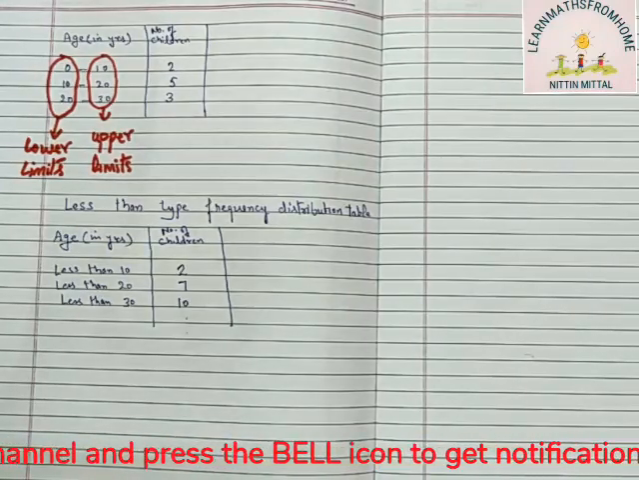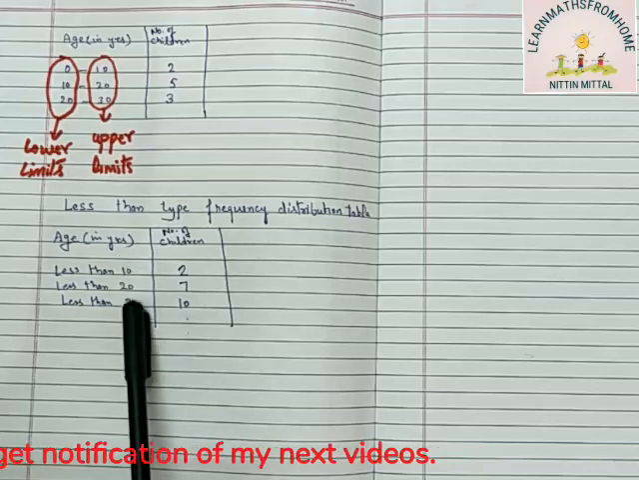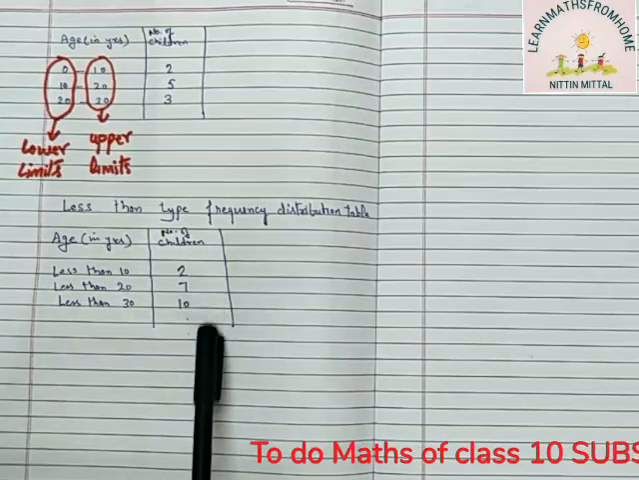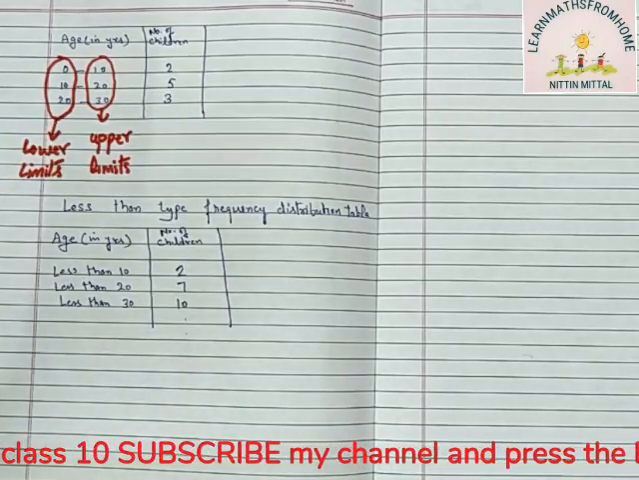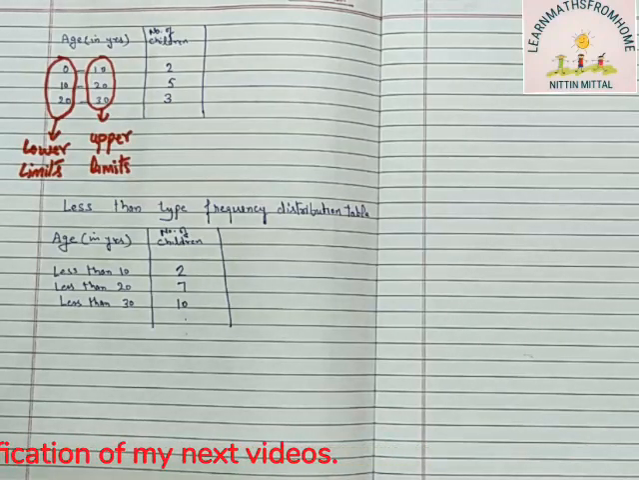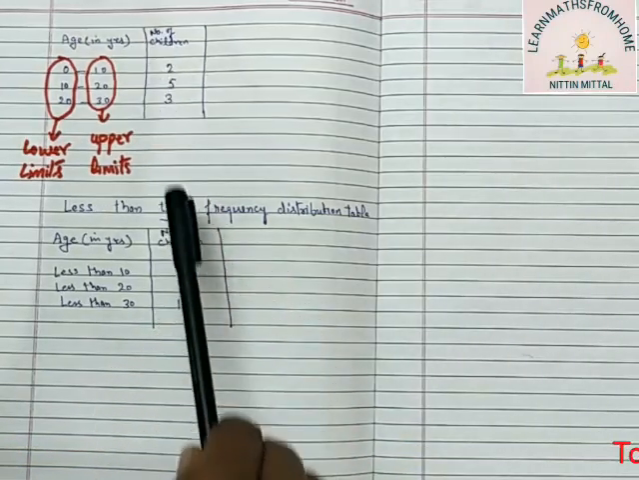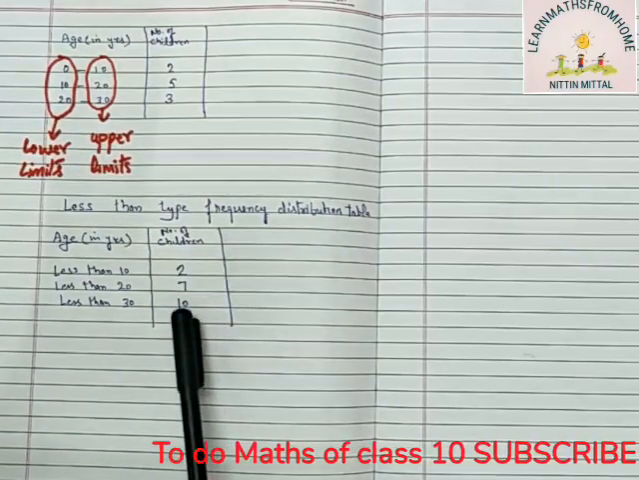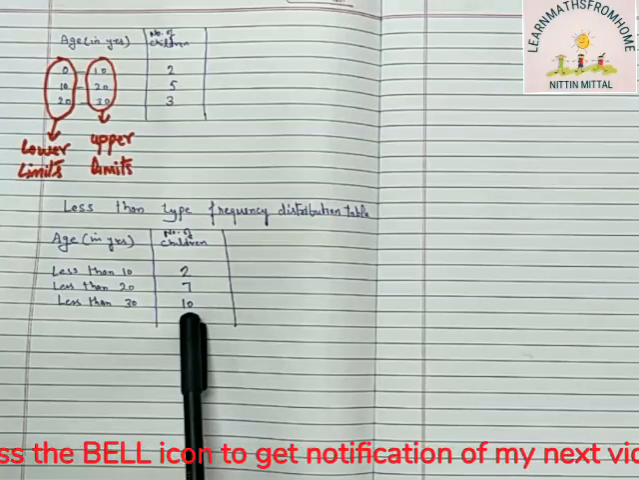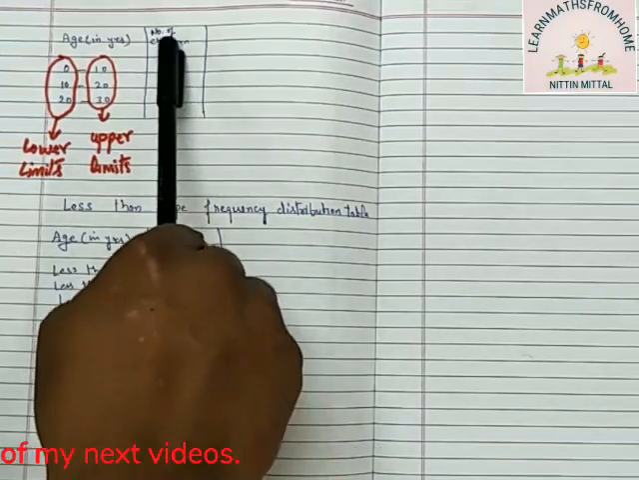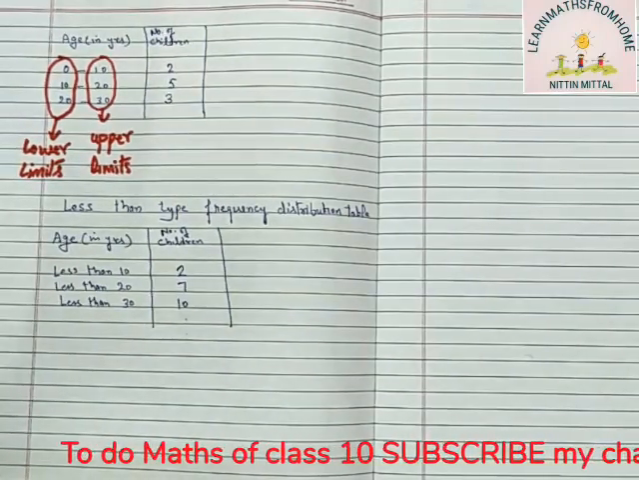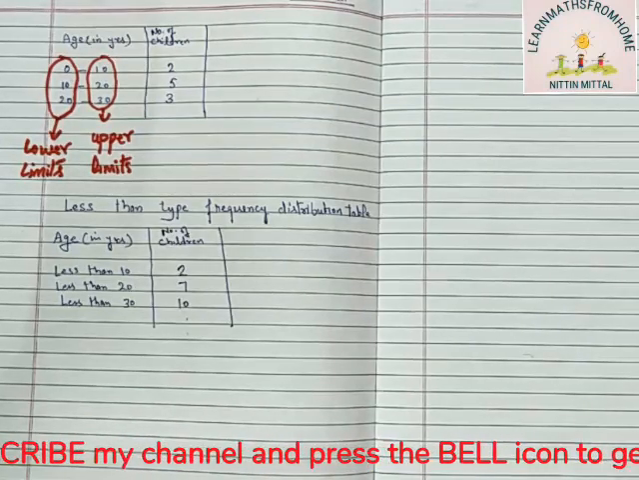So in less than type frequency distribution table you have to choose the upper limits, which will be represented on x-axis, and you have to calculate the cumulative frequency in ascending order, that will be represented on y-axis. And important is your first frequency will remain same in less than type, and last cumulative frequency will be the total of frequencies. So this will be a check for you. If you add up the frequencies, that sum should be equal to the last cumulative frequency. If it is there, it means you have done correctly. So this is a check.